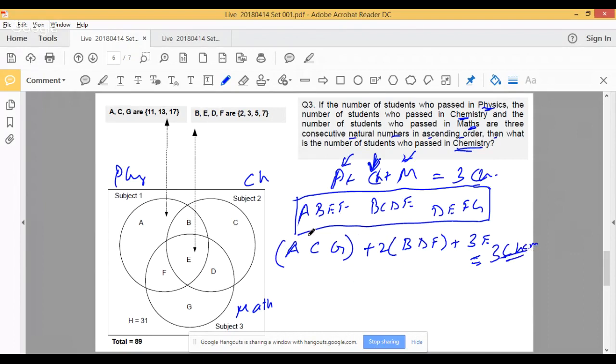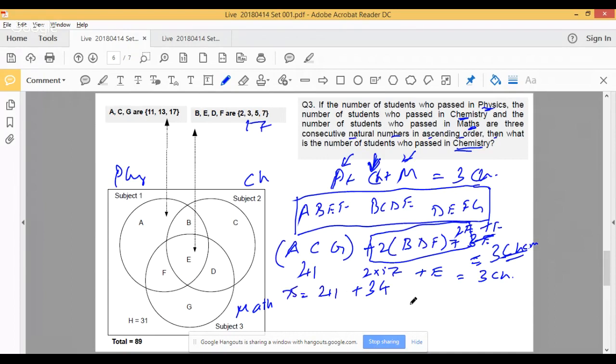Right? Now I know ACG for sure. ACG is 11, 7, 13, that is 41. BDF I don't know separately because I don't know E separately. What I can do is I can split this as 2E plus E and combine this with this. So twice of BDF, BDEF. BDEF adds up to 17. So twice of 17 plus E should be equal to 3 times chemistry. 41 plus 7, twice of 17, this is 34, plus 41, this is 75, right? So 75 plus E should be equal to 3 times chemistry.